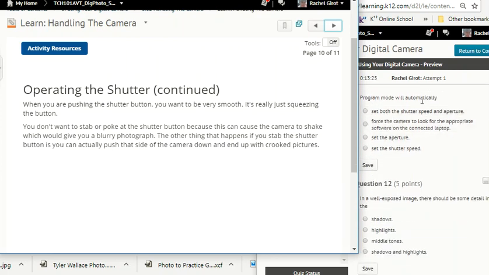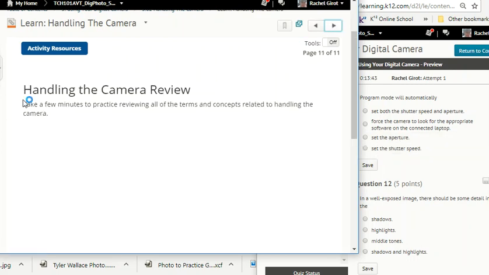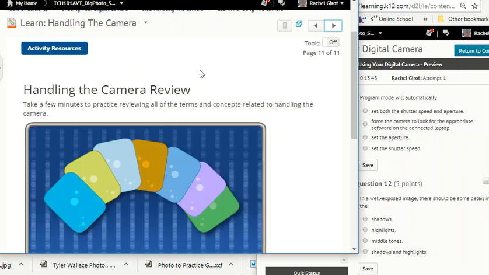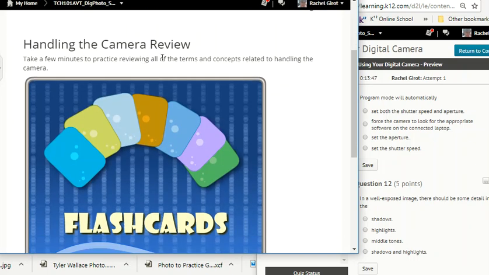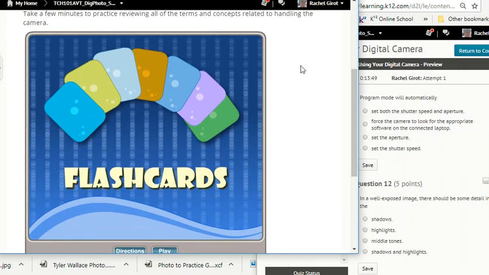Question 11, program mode will automatically set both the shutter speed and aperture, force the camera to look for the appropriate software on the connected laptop, set the aperture, set the shutter speed. Let's find out. Handling the camera review. Take a few minutes to practice reviewing all of the terms and concepts related to handling the camera. Here we go.